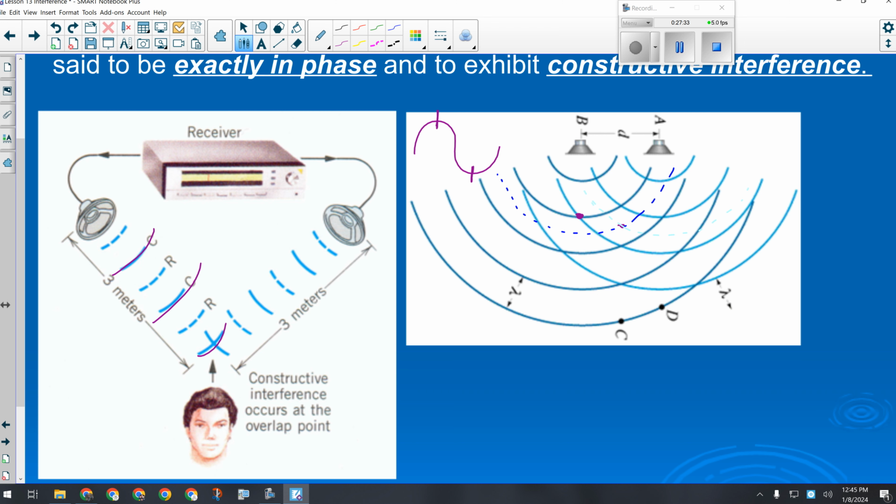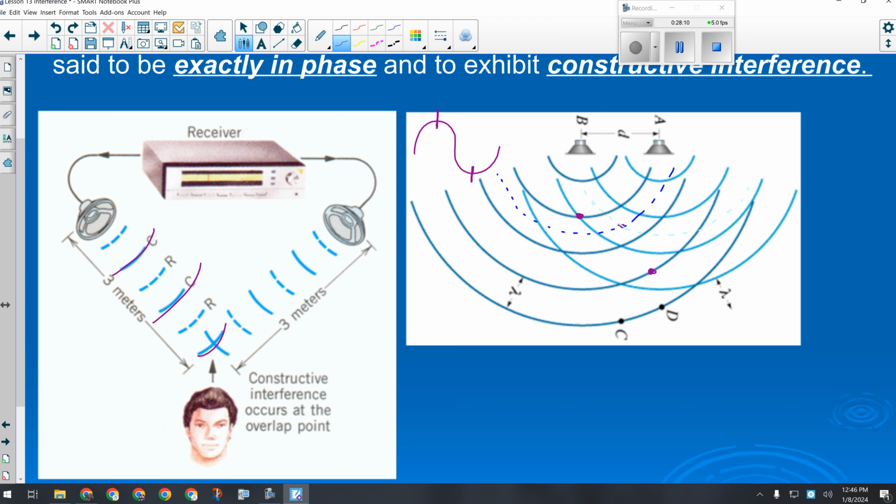All right, what would I hear if I was standing instead here? I'm at a crest from speaker B, but a trough from speaker A. What do I hear there? Nothing. That's a point of destructive interference. So let's say this is a home theater system that I'm setting up. Do I want to put a chair there? Probably not. That person's experience in that home theater would be pretty poor.